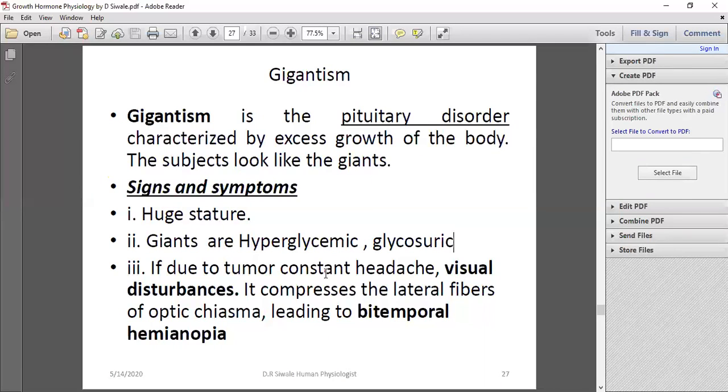Also signs and symptoms, they have vision disturbances. They have what we call bitemporal hemianopia. It's partial blindness where vision is missing in the outer half of both the right and the left visual field. It's due to the compression on the anterior pituitary gland. So gigantism is associated with high levels of growth hormone.